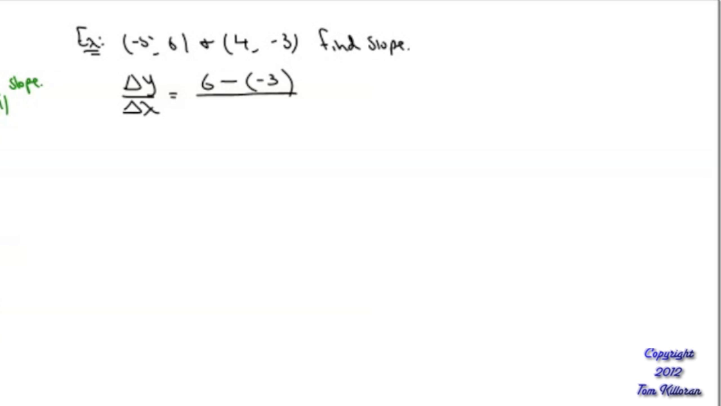Now this is important. You have to keep the order of your points exactly the same. So if you started with 6 here, you better go to negative 5. So your first value here is negative 5 minus whatever comes next, 4. The answer to this is negative 9 over 9, which is negative 1. I have been in this habit for 2 days now. I keep getting negative 1 out of my answers. I don't plan on it, it just happens.